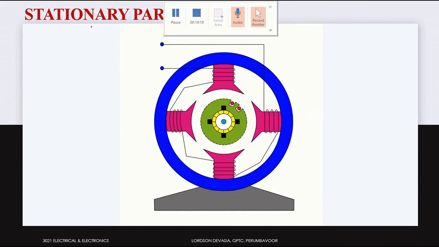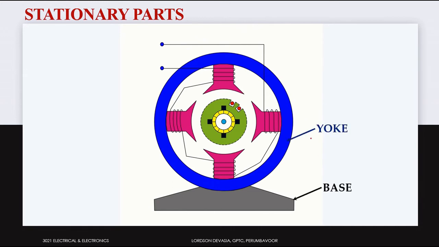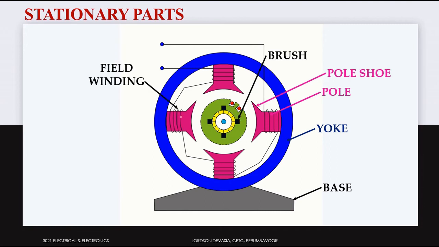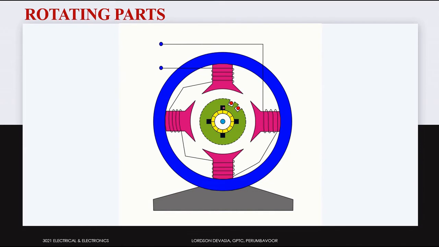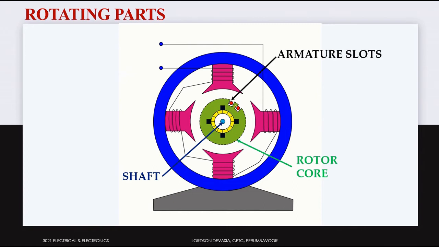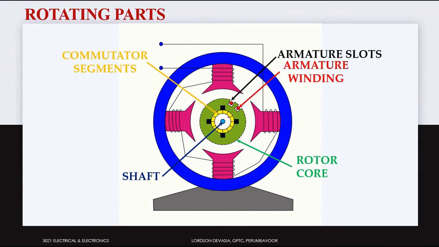Again we will discuss the stationary parts. What are the stationary parts of a DC generator? So this is the base and yoke, the poles, pole shoe, brush, field winding, and these are the stationary parts of the DC generator. Then moving to the rotating parts, shaft, the rotor core, armature slots, this armature winding, and the commutator segments.